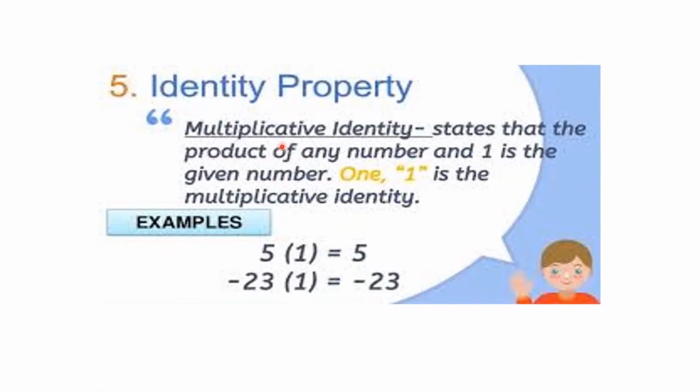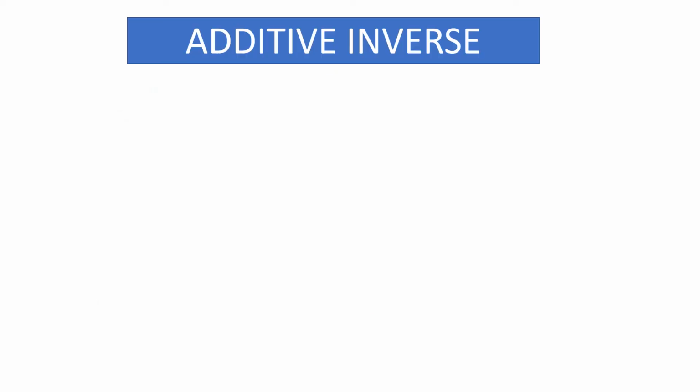Next one is identity property, multiplicative identity. That means 1 is called the multiplicative identity because any number multiplied with 1 will give you the same number. 5 multiplied by 1 is equal to 5 and minus 23 multiplied by 1 is equal to minus 23. So 1 is called the multiplicative identity.